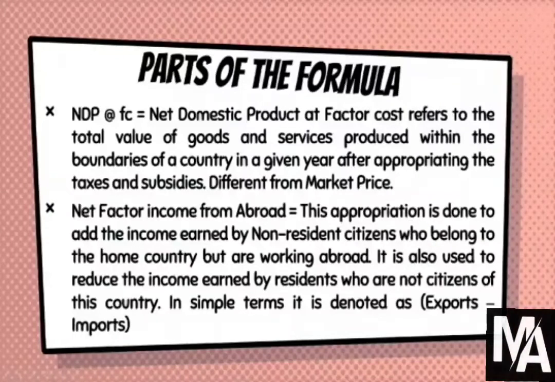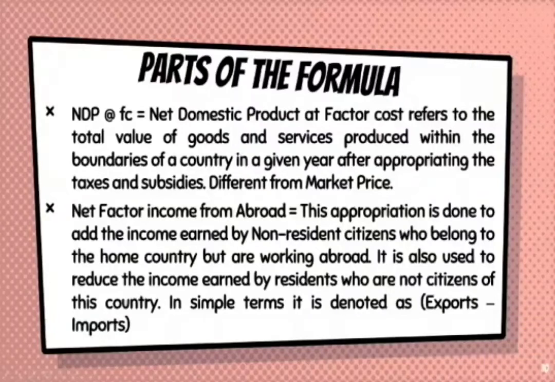We will move forward to the next part of the formula. We have to add net factor income from abroad. This appropriation is done to add the income earned by non-resident citizens who belong to the home country but are working abroad. Many of our relatives who are Indian citizens are working in foreign nations. Even though they are Indian, their income will be added to the GDP of that country where they are working. But finally, they are Indian citizens. That income belongs to India.